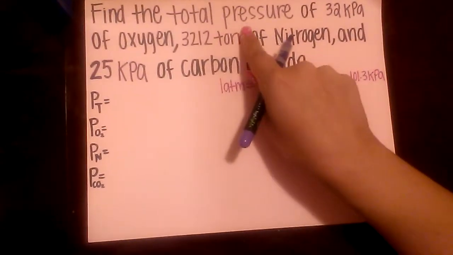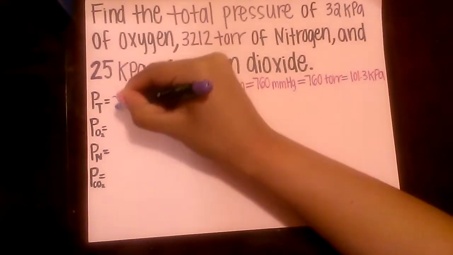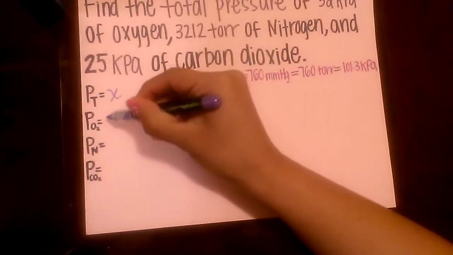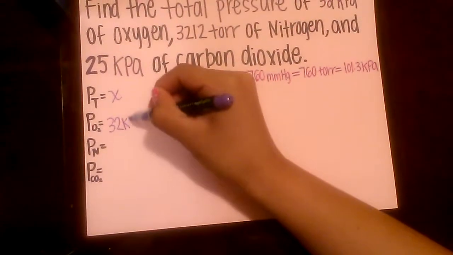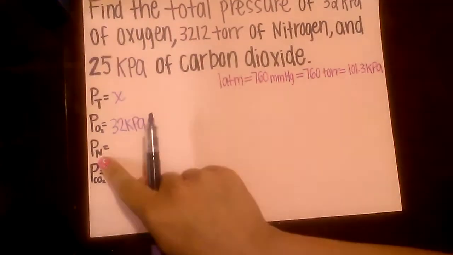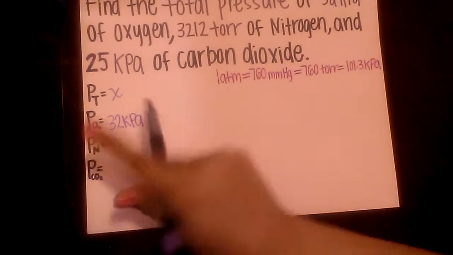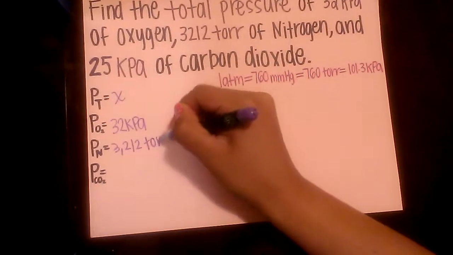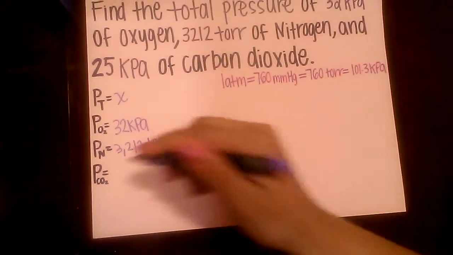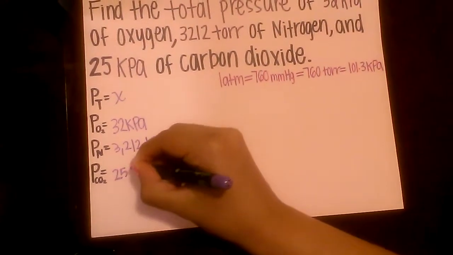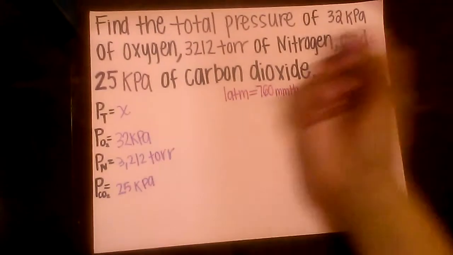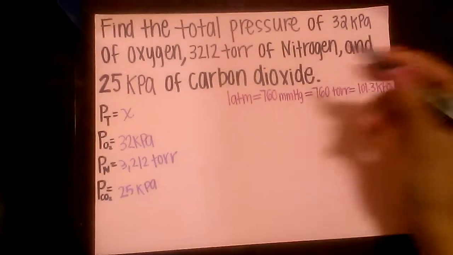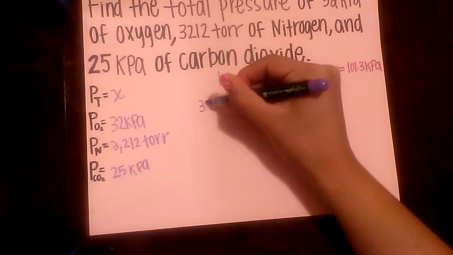So then if it asks for total pressure, we know that that's going to be our X. And then for P of oxygen, it's going to be 32 kPa. Our partial pressure of nitrogen is going to be 3,212 torr. And for carbon dioxide, it's going to be 25 kPa. So then since we said that this was the only thing that we had to convert, we're going to go ahead and plug it in here.